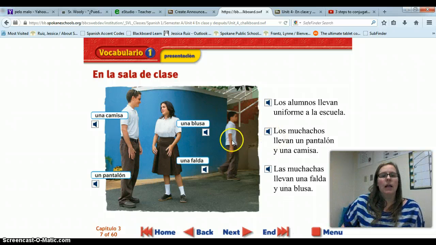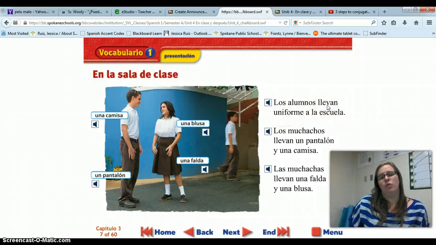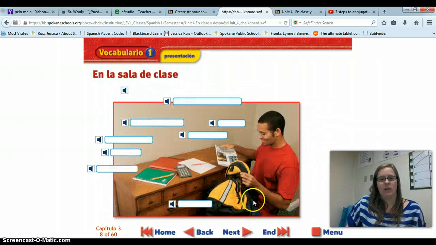It's a blouse. Una camisa, un pantalón, and una falda. So she's wearing a falda. So that is called a uniforme. We have the word llevar, which means to wear or to carry. In this case, obviously, it's wear. And that's it for that side.